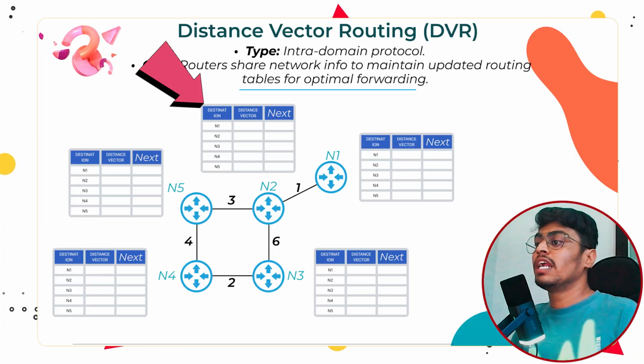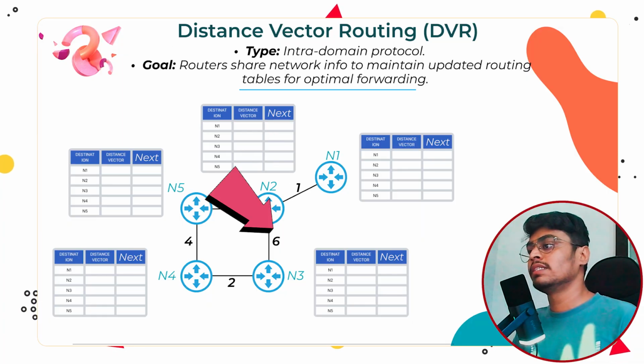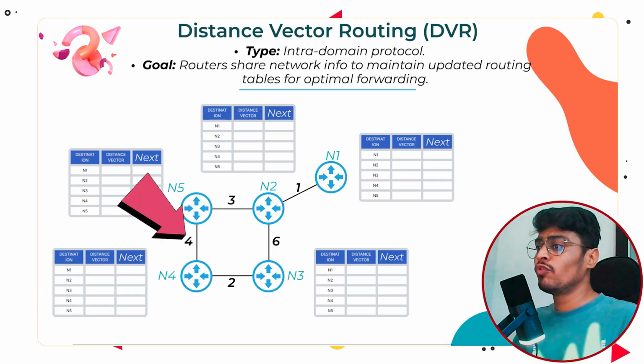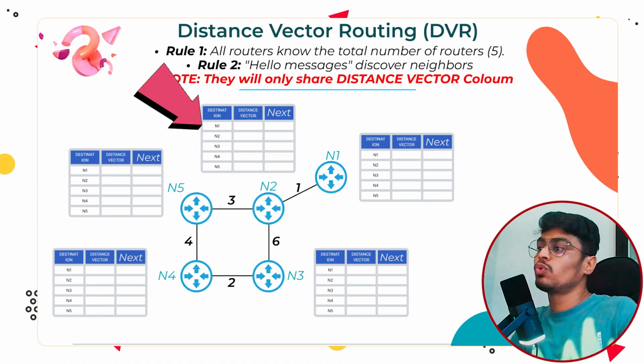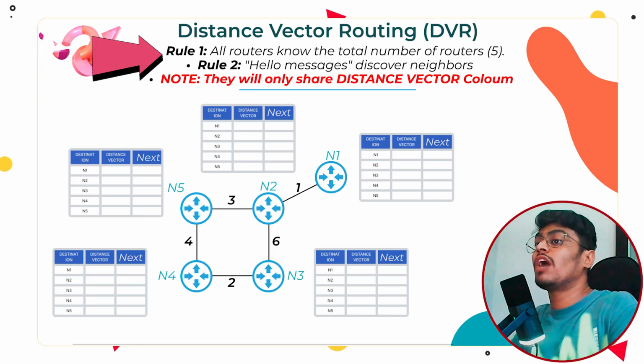Let me explain with a network where the cost n1 to n2 is 1, n2 to n3 is 6, n2 to n5 is 3, n3 to n4 is 2, n4 to n5 is 4. Now, what are the initial local routing tables? The first rule in distance vector routing is that all the routers in the network should know how many routers are present in the total network. Every router knows there are 5 routers in the network.